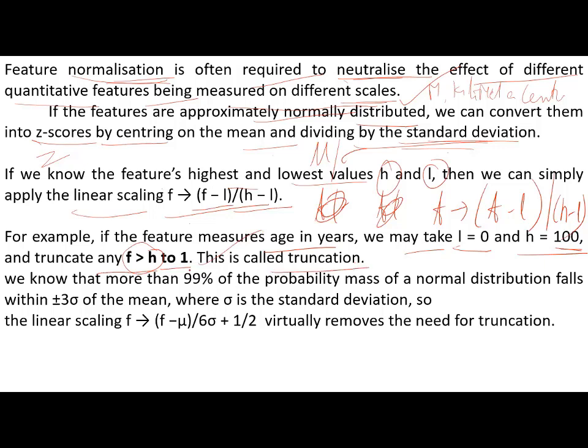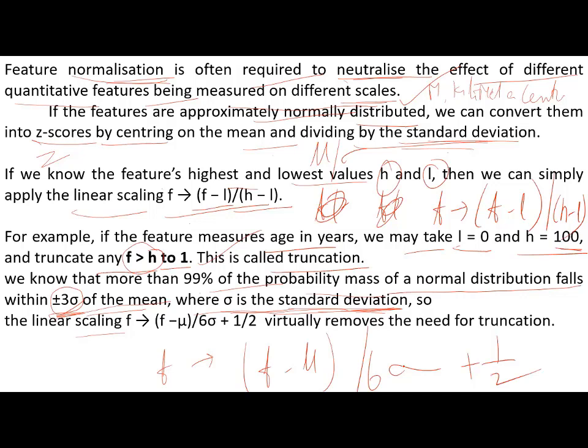This is called truncation. We know that more than 99% of the probability mass of a normal distribution falls within plus or minus 3 rho of the mean, where rho is the standard deviation. So the linear scaling becomes f tends to f minus mu by 6 rho, plus half.